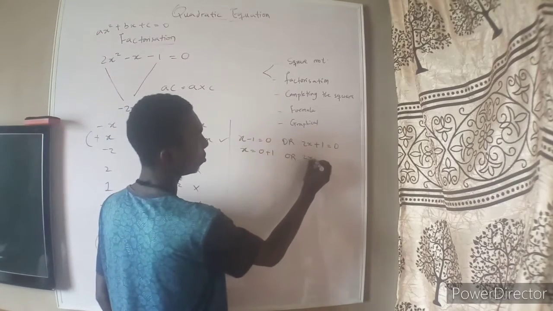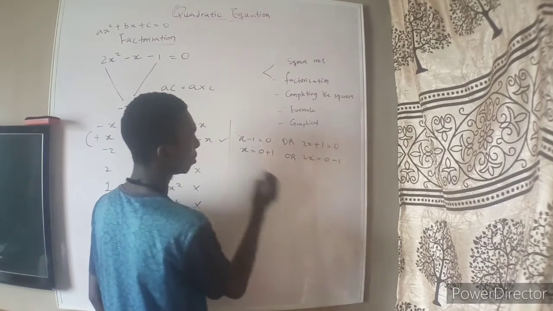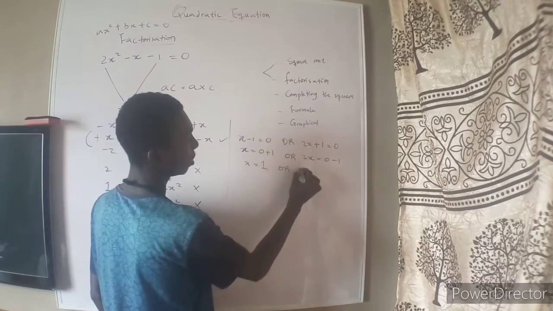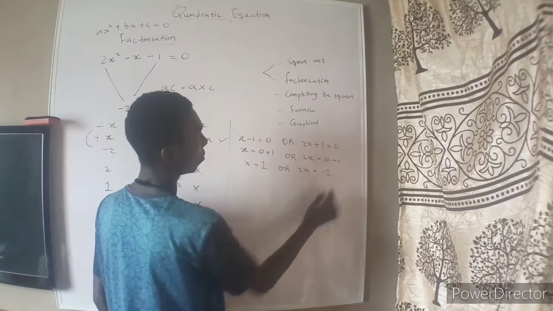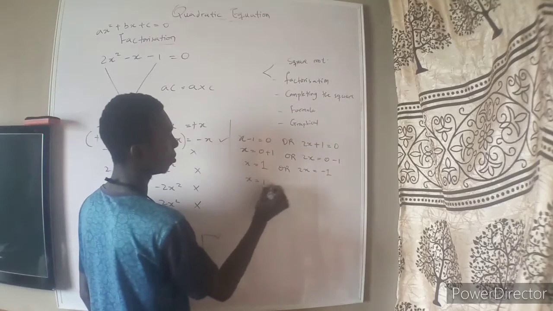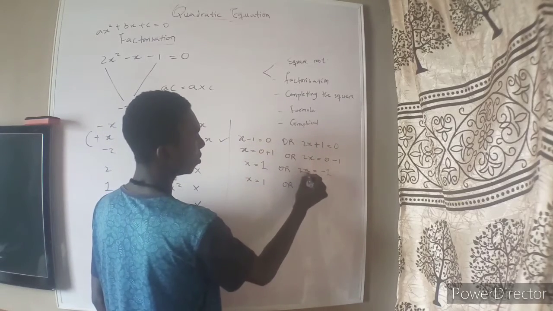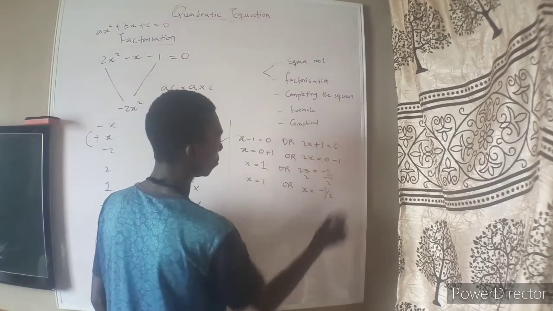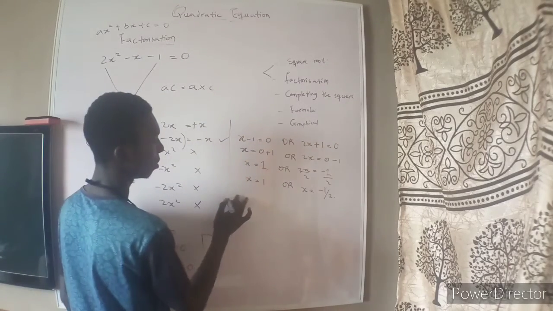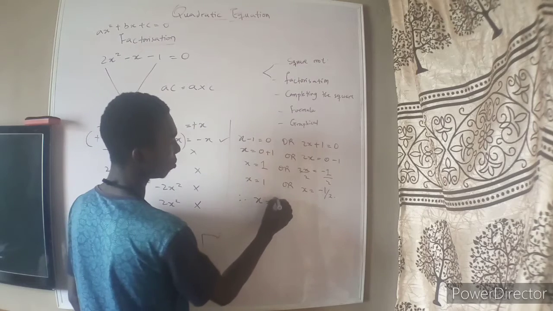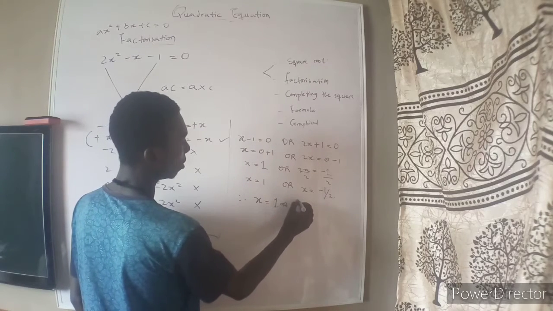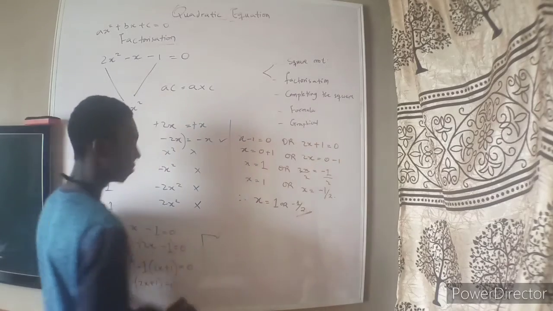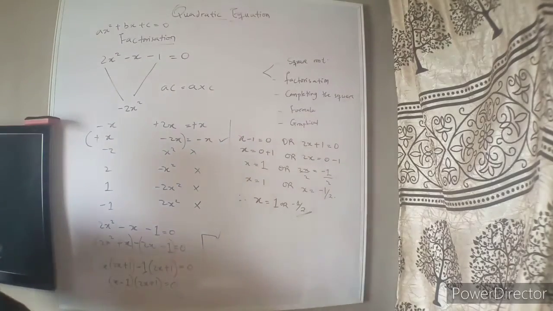So here I'll be having my 2x equals 0 minus 1. So my x here equals 1. Or, here my 2x equals minus 1. Or, here I divide both sides by 2. So my x equals minus 1 over 2. So therefore, I'll be having my x equals 1 or minus 1 over 2. And that's my final answer on factorization.